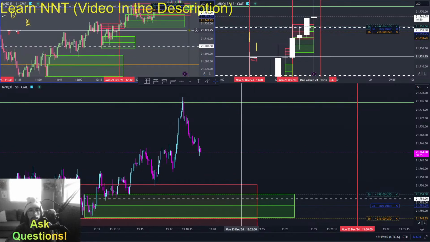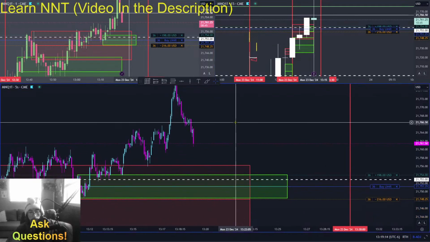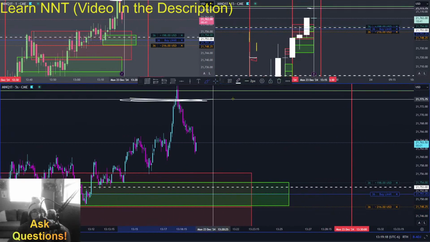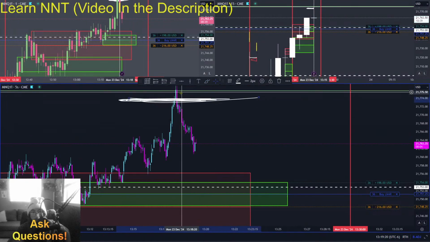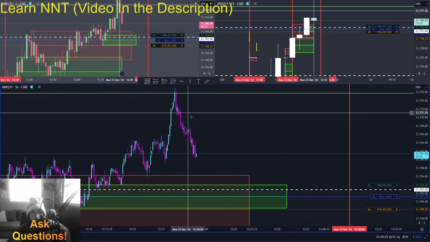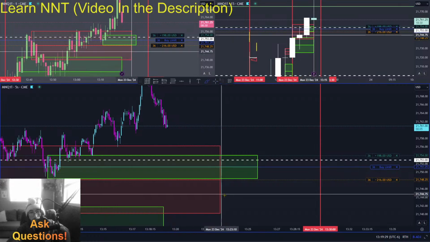Okay, I'm liking the setup now. What made me decide was I looked at the 1 minute. There was a top of the 1 minute right here. So we wicked the 1 minute and we're coming back down. And the bottom of that 1 minute that I'm talking about is around this area.